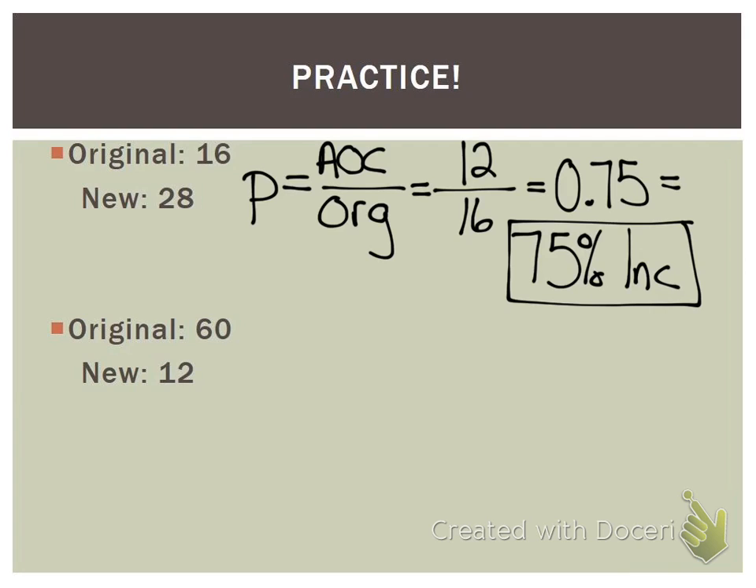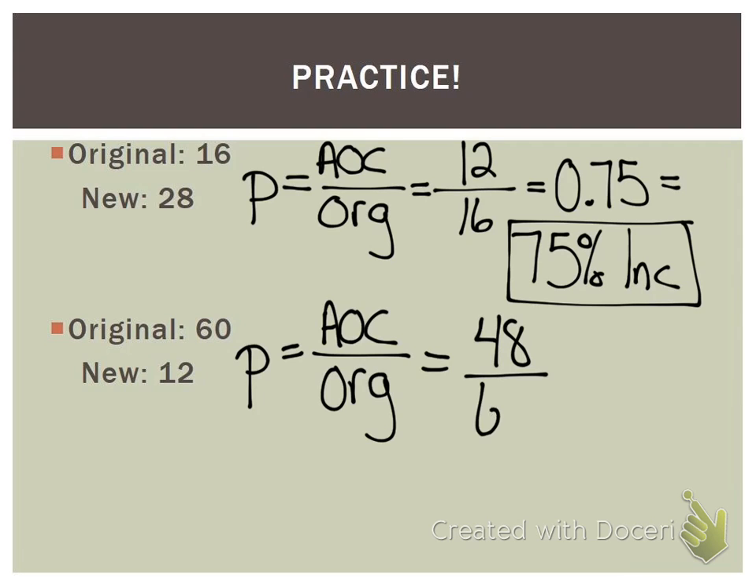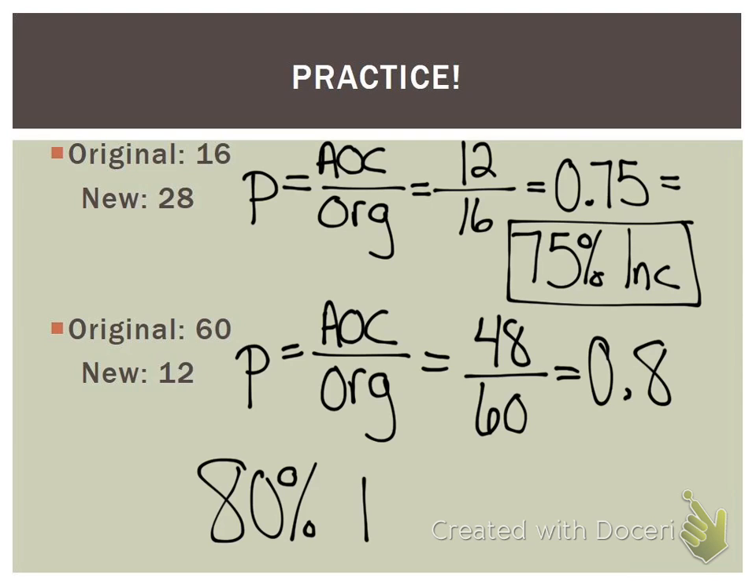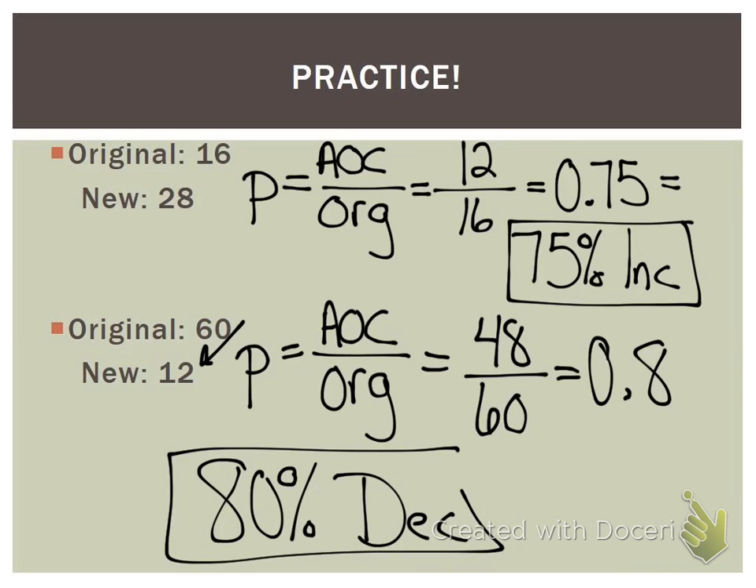You've seen the first one worked. Now try the second one. P equals AOC over ORG. What's my amount of change? 48. What's my original amount? 60. When I divide, what decimal do I get? 0.8. That's nice. And what's my answer? 80%, increase or decrease? Decrease, because from original to new, my values went down. 60 to 12, my values went down. Questions? Raise your hand if you got it right.